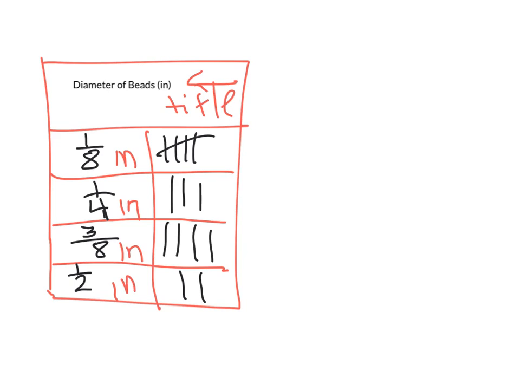1/2 inches. Right next to it, straight across, this entire table, they go together. And then these two things go together. So 1/8, there are 5 beads that are 1/8 of a diameter. This one says there are 1, 2, 3 tally marks, right? That tell us 1/4 inch. Down here we have 1, 2, 3, 4 tally marks that are 3/8 of an inch, and then finally we have 2 that are 1/2 an inch. So those go together.